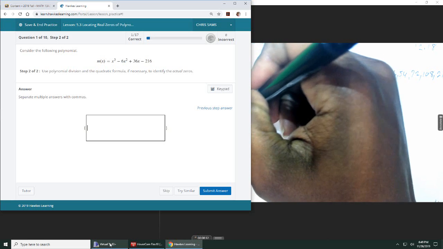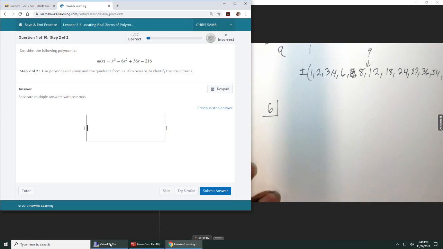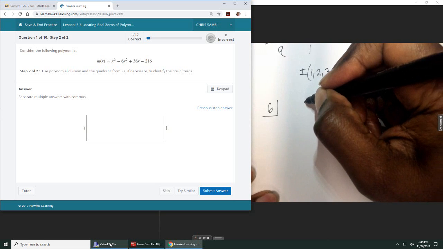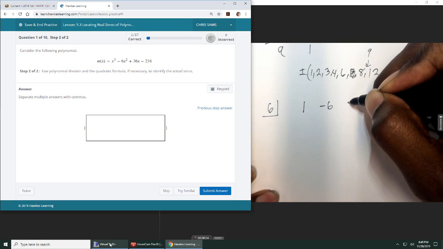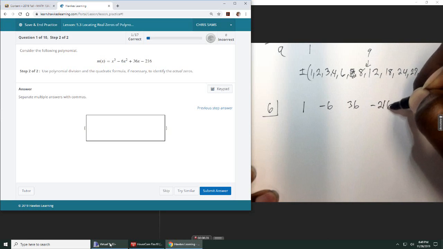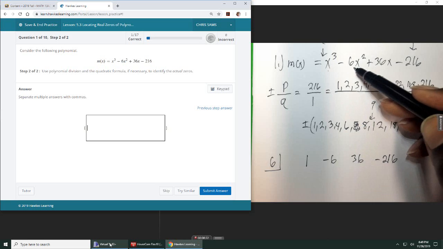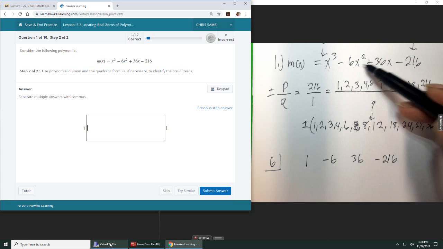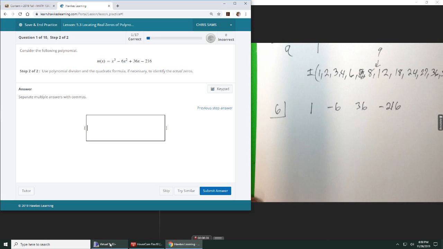So using synthetic division, 6 is going to be my box number, which I cannot see. And then I'm going to list my polynomial. So my leading coefficient was a 1, and then -6, and then 36, and then -216. So I'm just listing the coefficients on each of these terms, and that's how I'm getting these. So we're going to just work it with the coefficients.